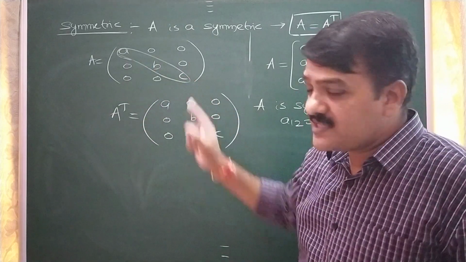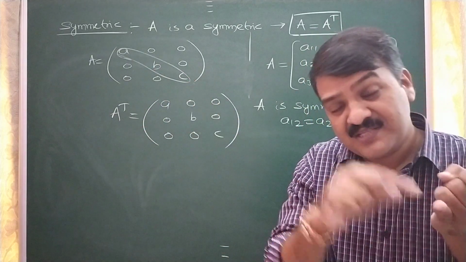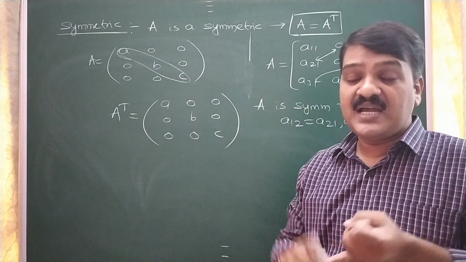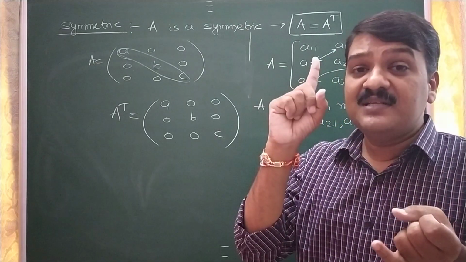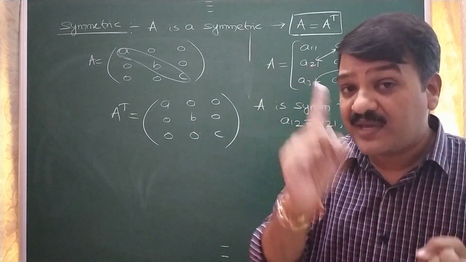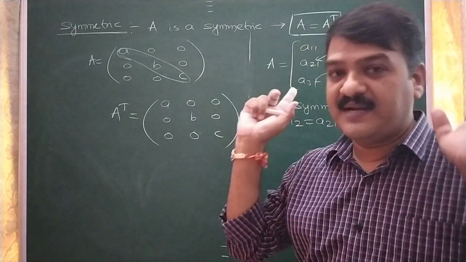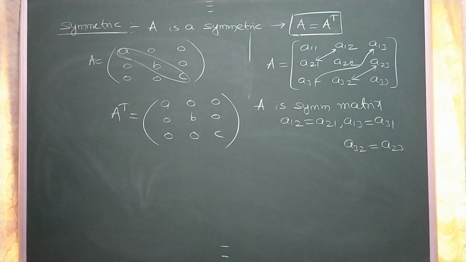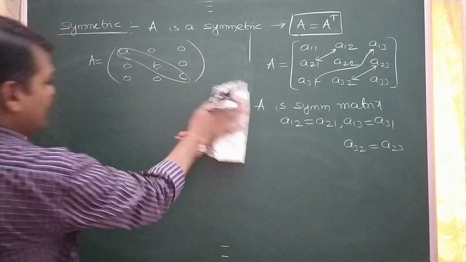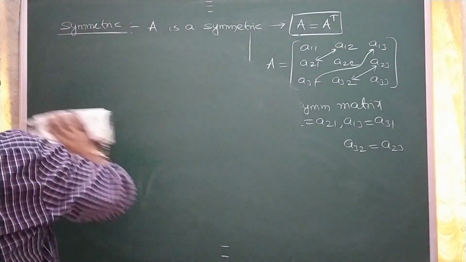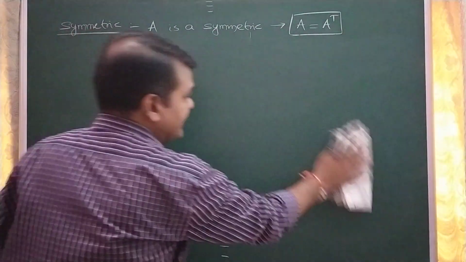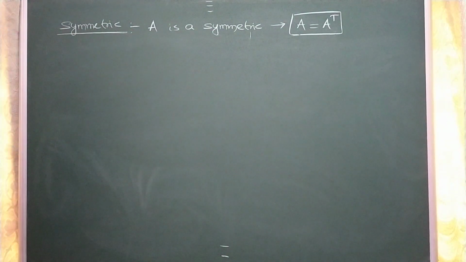So diagonal matrix means scalar matrix is also symmetric, unit matrix is also symmetric, and zero matrix which is a square matrix, that is also symmetric. So these are the basic types of matrices which are always symmetric. Okay, so next one more property. Property related to symmetric matrix.